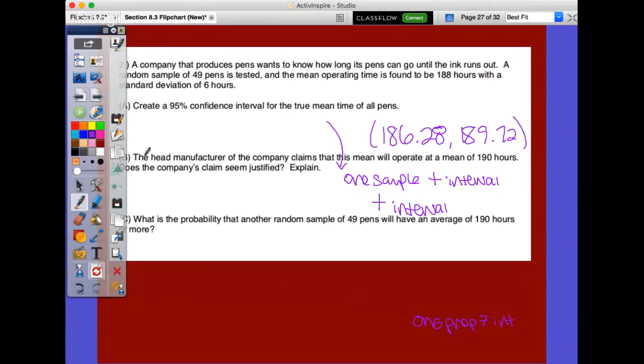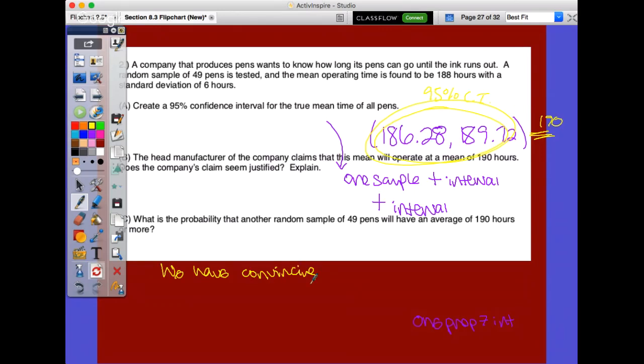The question in part B is, the manufacturer of the company claims that this machine will operate at a mean of 190. Notice, is the mean inside of the 95% confidence interval? No, it is not. So it's actually in the tail, out here. So we would say the claim that the machine will operate at a mean of 190, because this is 95% of it and it's outside, we have convincing evidence against it.